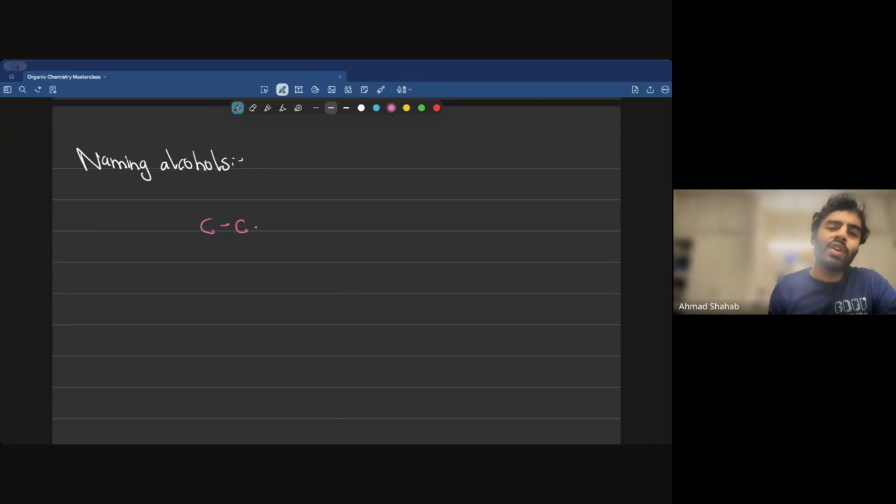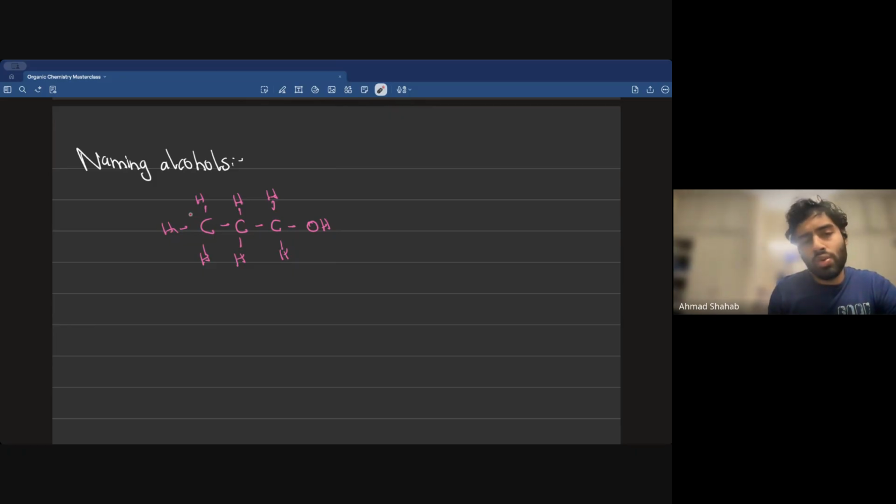If we have this one right here, this is propanol, an alcohol with 3 carbon atoms. So you see, the first rule for naming was to choose the longest chain of carbon. You have only one chain of carbon, and this essentially is the longest chain of carbon as well. So we've chosen this one, right?